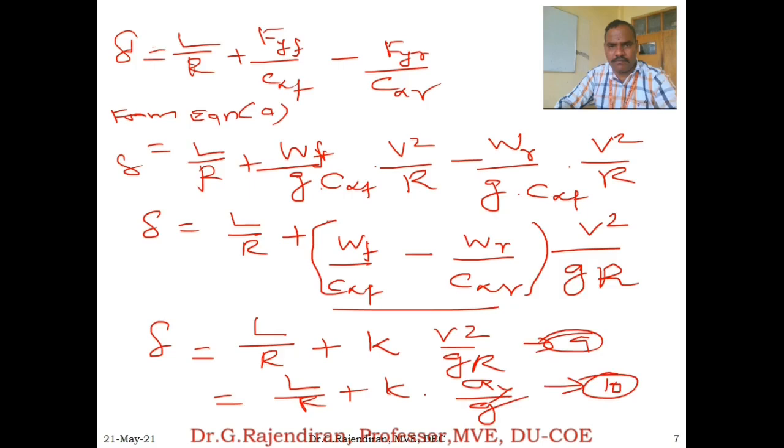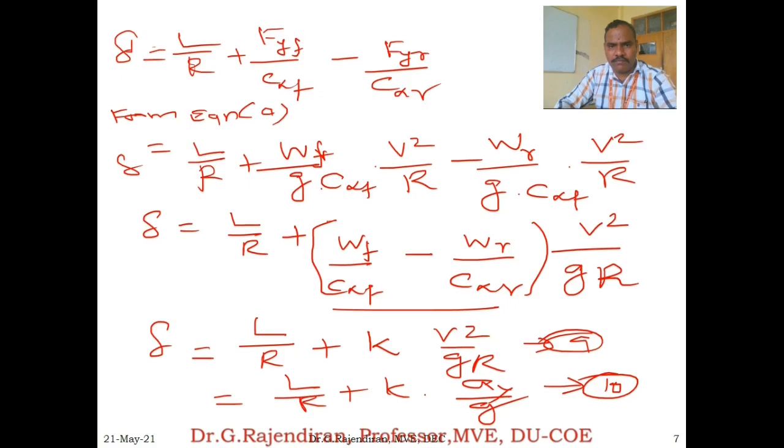Here delta is the steer angle, L is the wheelbase, R is the radius of turn, WF and WR are the loads acting on the front and rear wheel, C alpha F and C alpha R are the cornering stiffness of the front and rear wheel, V is the vehicle forward speed, and g is the acceleration due to gravity.